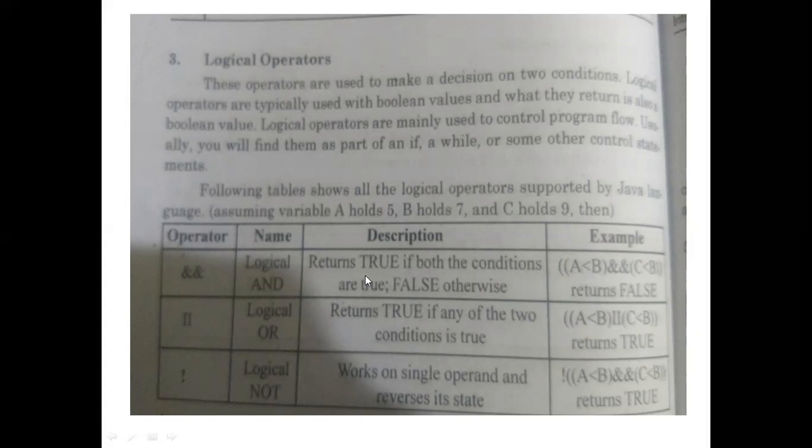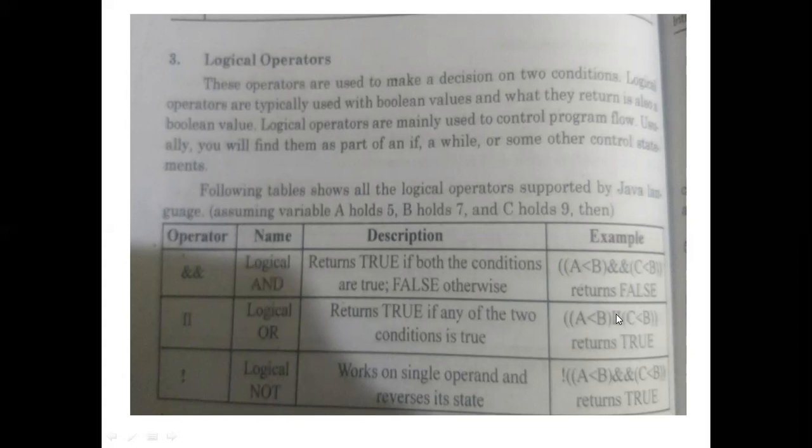So in the logical AND operator, if both the conditions return true, then only the logical AND operator gives you true. In any case of false, false; false, true; true, false, it gives false. Only true, true will give you true. So next is logical OR. It will return true if any of the two conditions is true. So this is just the opposite of logical AND.